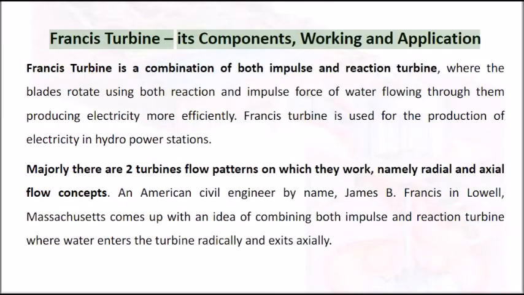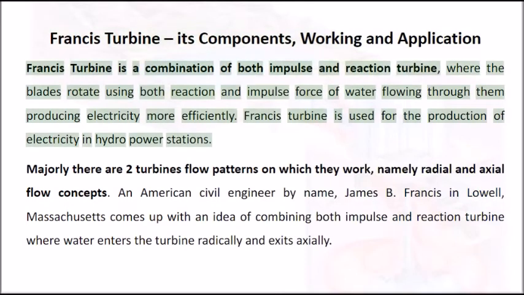Francis Turbine: its components, working and application. Francis turbine is a combination of both impulse and reaction turbine, where the blades rotate using both the reaction and impulse force of water flowing through them, producing electricity more efficiently. Francis turbine is used for the production of electricity in hydropower stations.